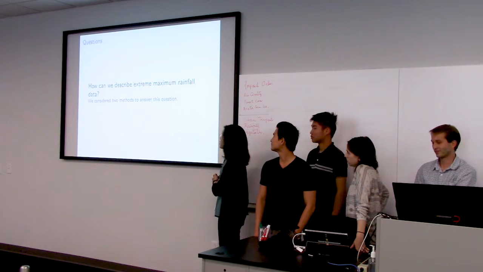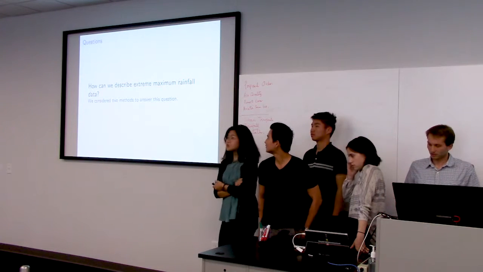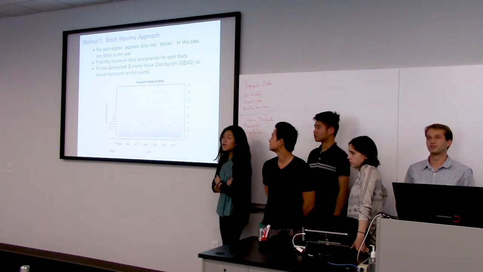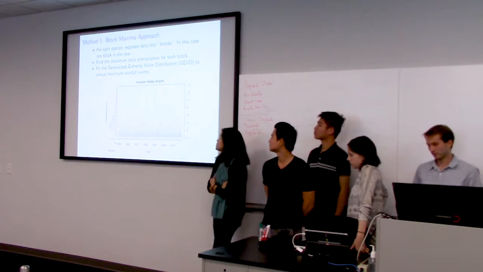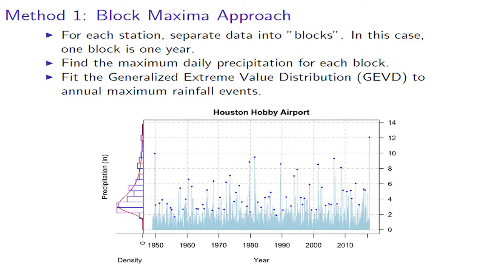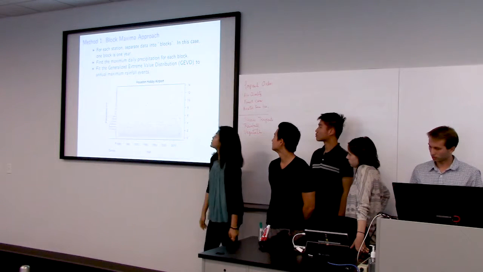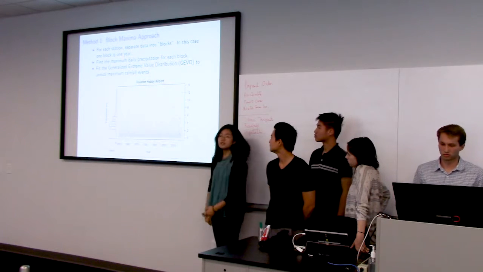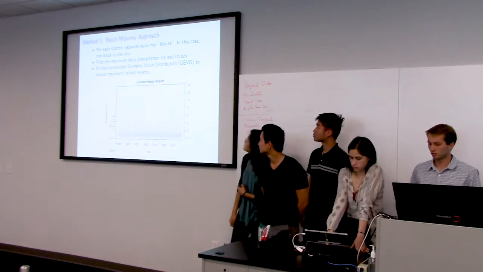We started off with two different approaches to extreme value analysis. One approach was the block maximum approach. To give you an example of how this approach works, we chose one specific station, the Hobby Airport station, and we split the data into blocks, which corresponded to a year in this case, and we found the maximum daily rainfall of each year, and then fit the generalized extreme value distribution to the maximum rainfall events.